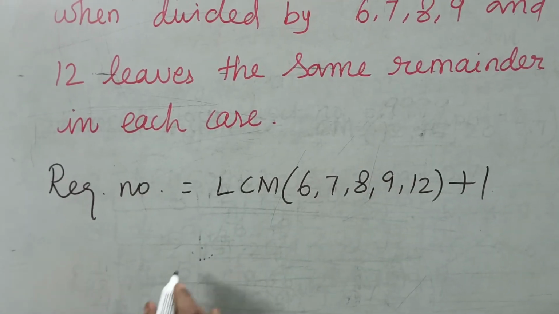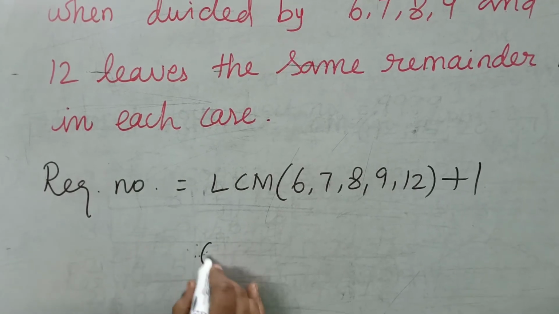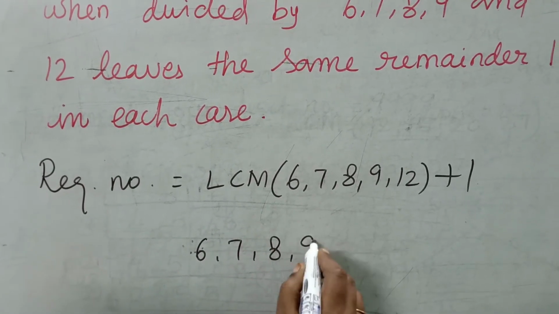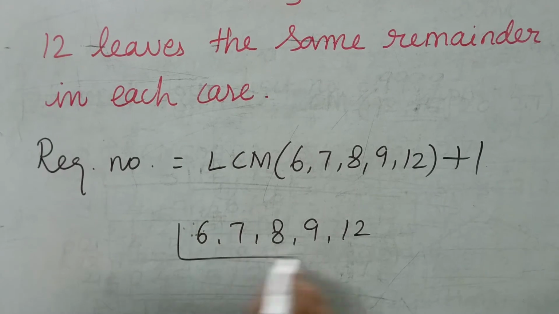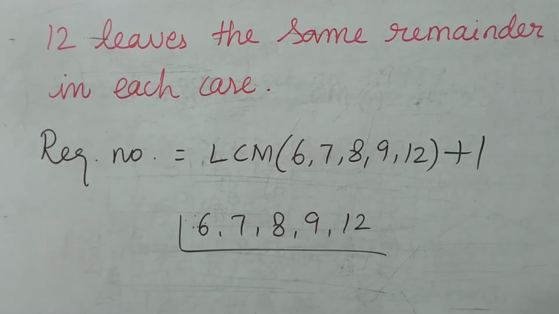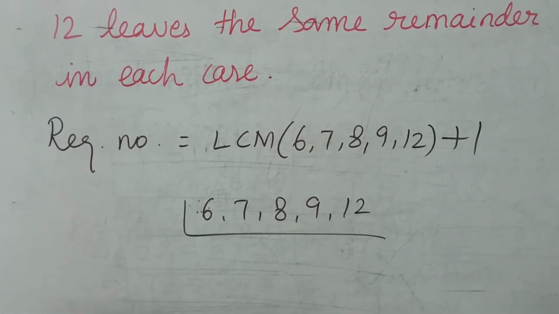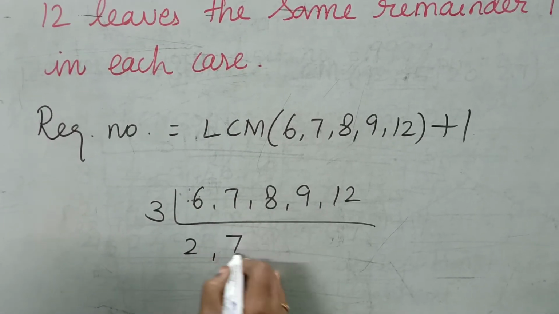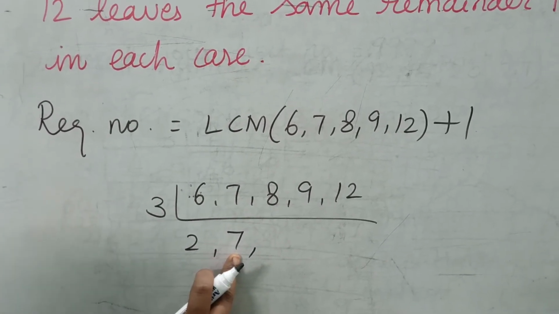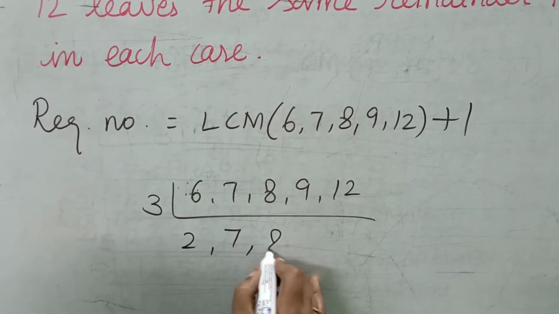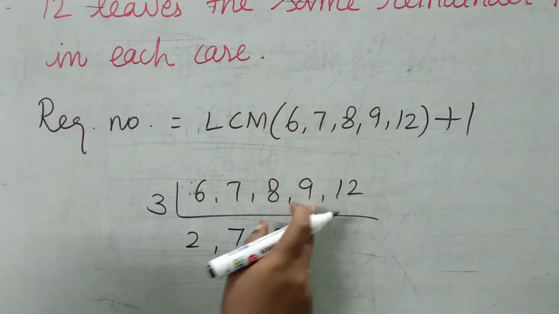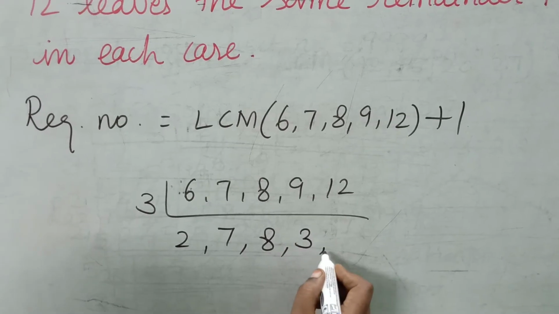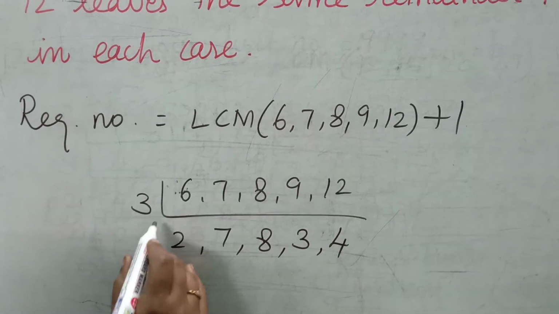We use the common division method. 6, 7, 8, 9, 12. These numbers are divisible by the 3 table first. 6 divided by 3 is 2. 7 write as it is because it is not divisible by 3. 8 is not divisible, therefore I am writing it as it is. 9 divided by 3 is 3. 12 divided by 3 is 4.